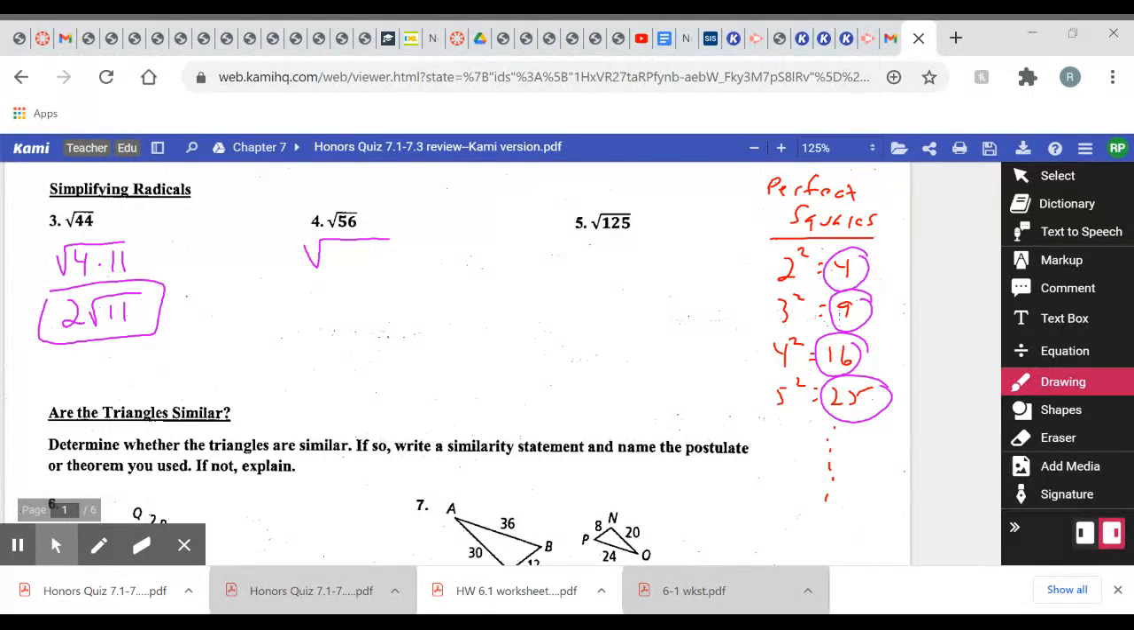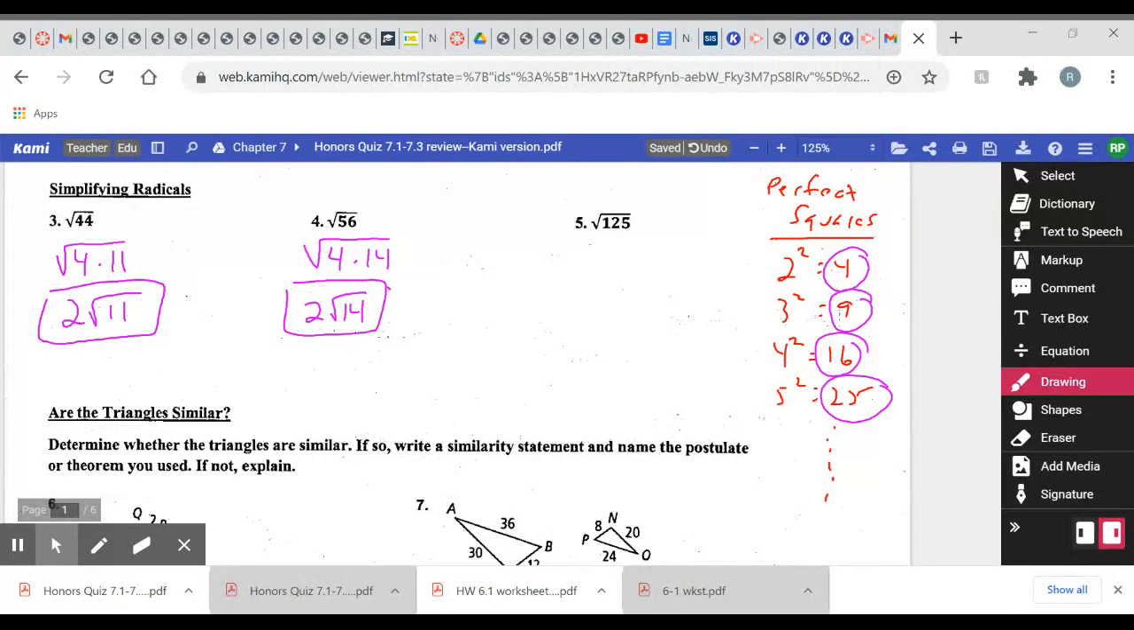On the next one, I'm trying to think of a perfect square that goes into 56, and it's 4. 4 times 14 gives me 56. It means the same thing. So now I can take the square root of 4 and get 2. I can't take the square root of 14. So this is how my answer stays. I always want to check the number under the square root. If there's a perfect square that goes into that one, I would need to do it again. It's like a fraction that's not simplified all the way down. If you have to do it again, when you go to bring the number out front, if there's something already there, you would multiply those two numbers.